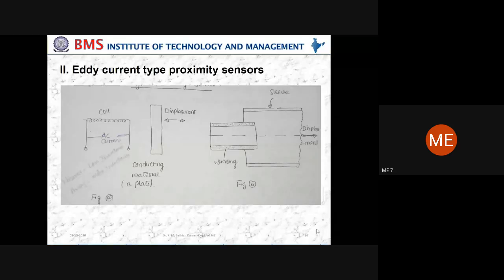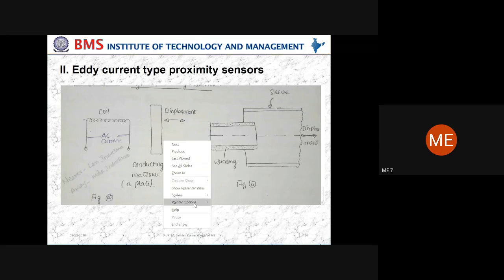In the case of the eddy current type of proximity sensor, we discussed that whenever this conducting material comes closer to the sensor, the eddy current developed is going to be more. As there is more eddy current flowing in the conducting material, there will be less inductance. That means when the distance between the sensor and the object is lesser, there is more eddy current, which results in a lesser value of the inductance.